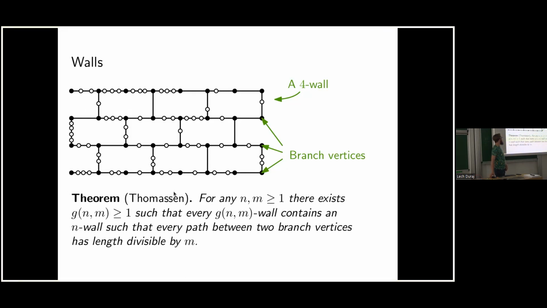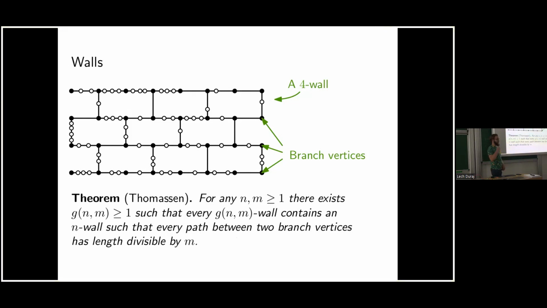So Thomason proved his version of Erdős-Mosha theorem with divisibility constraints by proving the following claim. For any integers n and m, there exists some g such that every g wall contains an n wall such that every path between two branch vertices has length divisible by m. So within a big wall, we want to find a smaller wall which has this nice property that whenever you have a path between two branch vertices, it has length divisible by m.